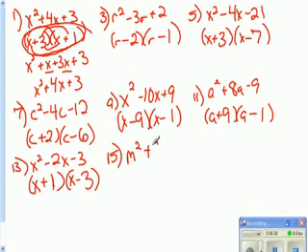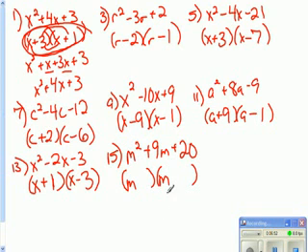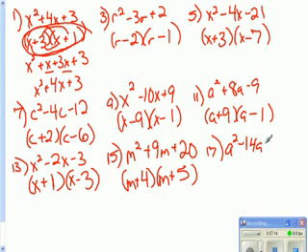We have m squared plus 9m plus 20. And m and m. These are both positive, so these are going to be positive. What can I multiply together and get 20, and add together and get 9? 4 and 5. 4 times 5 is 20. 4 plus 5 is 9. Number 17. We would have a squared minus 14a plus 24.